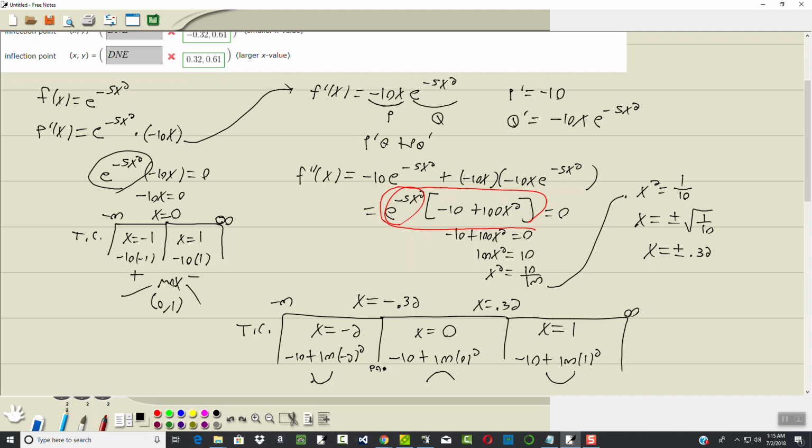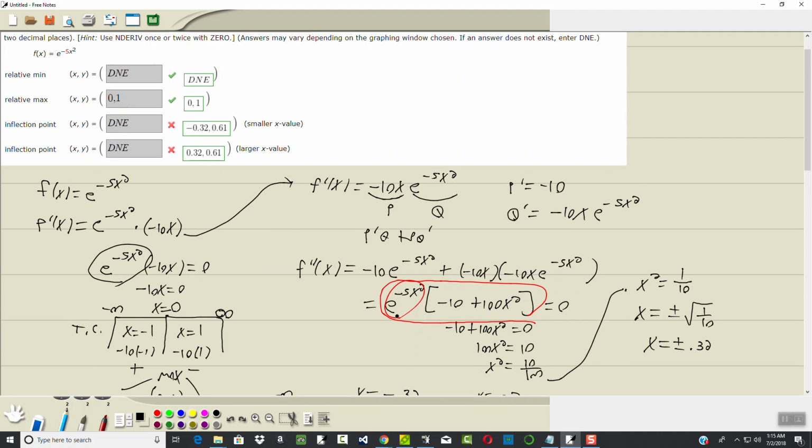So this is a point of inflection, because the point of inflection is where the concavity changes, inflection point. And you take these 0.32 and negative 0.32 and plug them back in the original function to get these 0.61s.